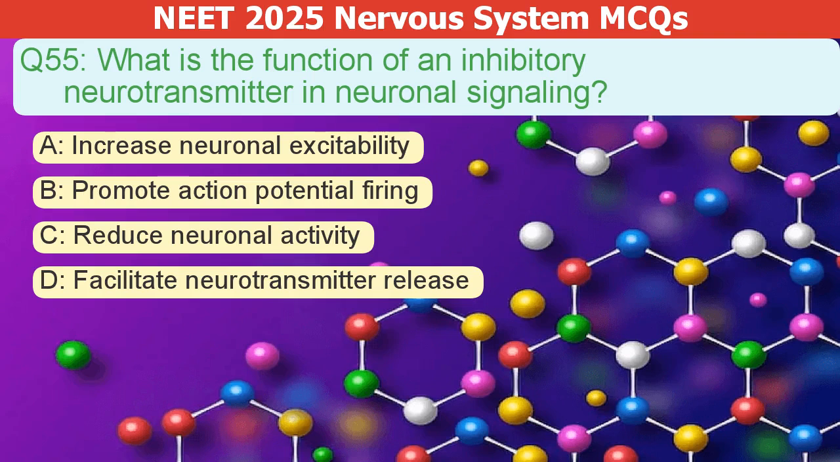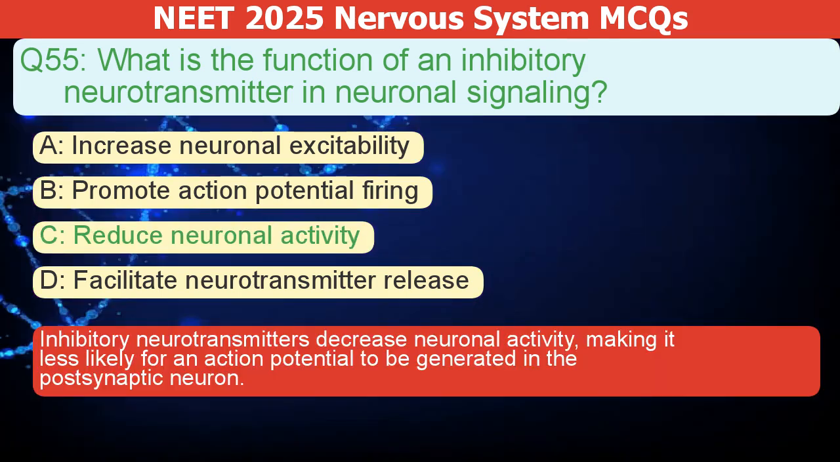What is the function of an inhibitory neurotransmitter in neuronal signaling? A. Increase neuronal excitability. B. Promote action potential firing. C. Reduce neuronal activity. D. Facilitate neurotransmitter release. The correct answer is C. Inhibitory neurotransmitters decrease neuronal activity, making it less likely for an action potential to be generated in the postsynaptic neuron.